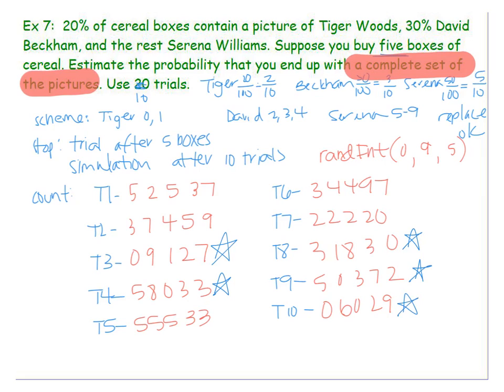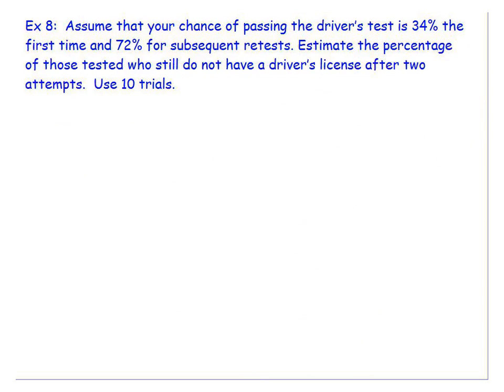So, how many ended up with all 3 people? I see a total of 5 stars out of 10, so the probability of getting all 3 if you buy 5 boxes is 50%. Let's look at the next one.